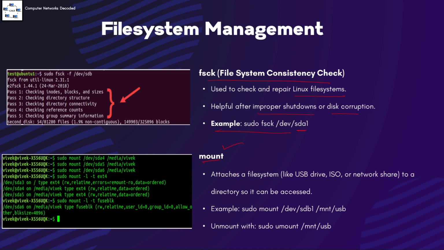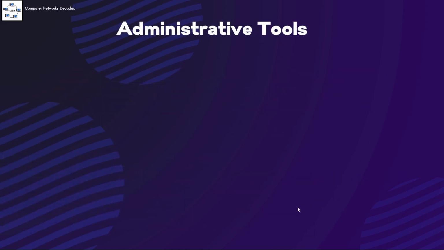Next is mount. The mount command attaches a file system like a USB drive, ISO, or network share to a directory so it can be accessed. For example, sudo mount /dev/sdb1 /mnt/usb. This command will mount this USB to this directory. The umount command is the opposite, so it will unmount the device from the directory.